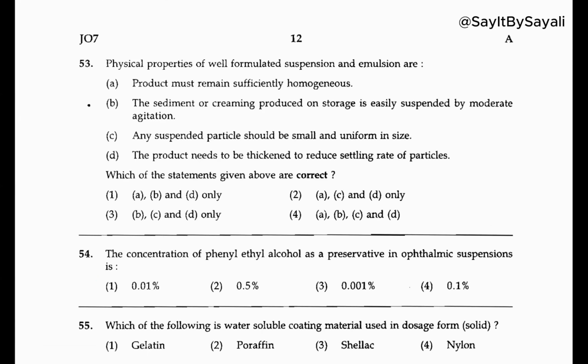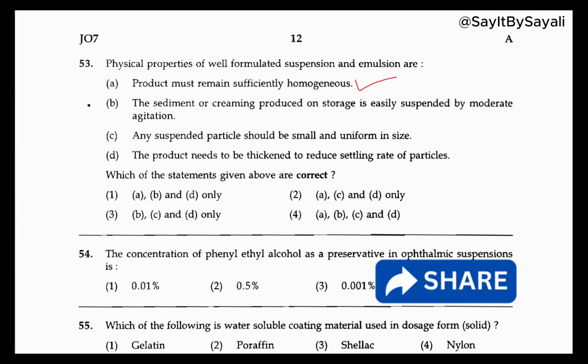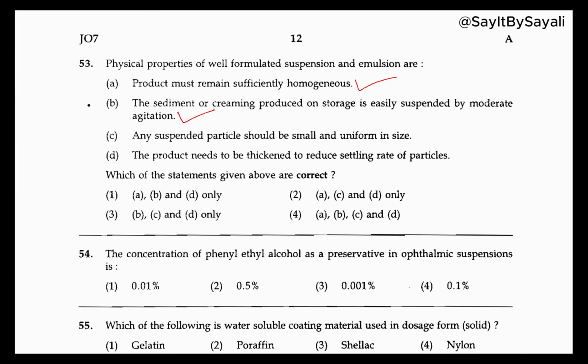Now, question number 53. Physical properties of well-formulated suspension and emulsion are: product must remain sufficiently homogeneous. Correct. The sediment or creaming produced on storage is easily suspended by moderate agitation. Correct. Any suspended particle should be small and uniform in size. Correct. The product needs to be thickened to reduce the settling rate of particles. Also correct. That's why the correct answer is A, B, C, and D. That is MCQ 4.